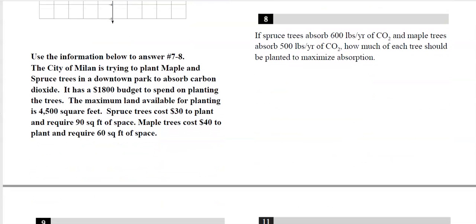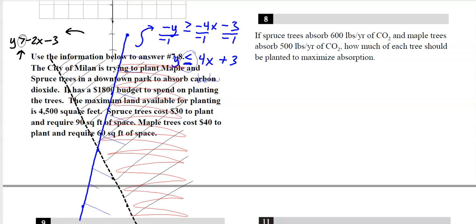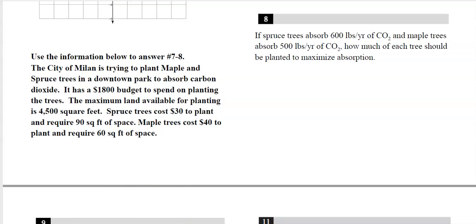Number 7, use the information below. City of Milan's trying to plant maple and spruce trees, downtown park. So I'm going to kind of organize this stuff, and then I'm going to move because we need to graph it up top. So I'll show you how I organize this. So first thing, I'm like, what are we talking about? We're talking about spruce trees, and then we're talking about maple trees. So those are our two things we're talking about.